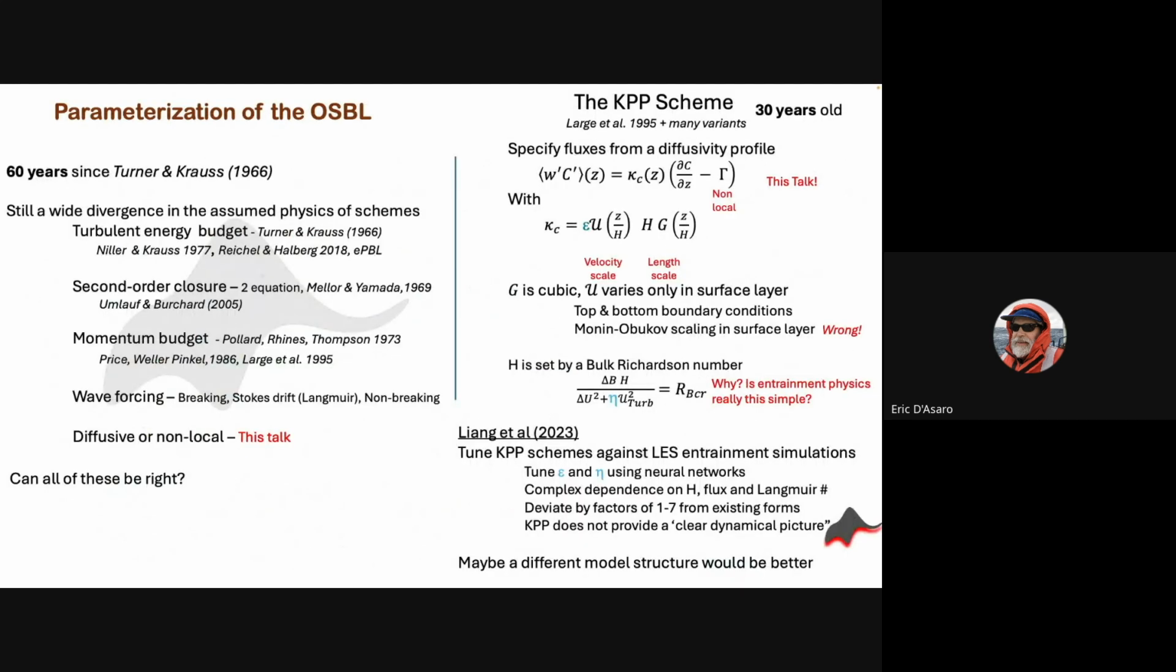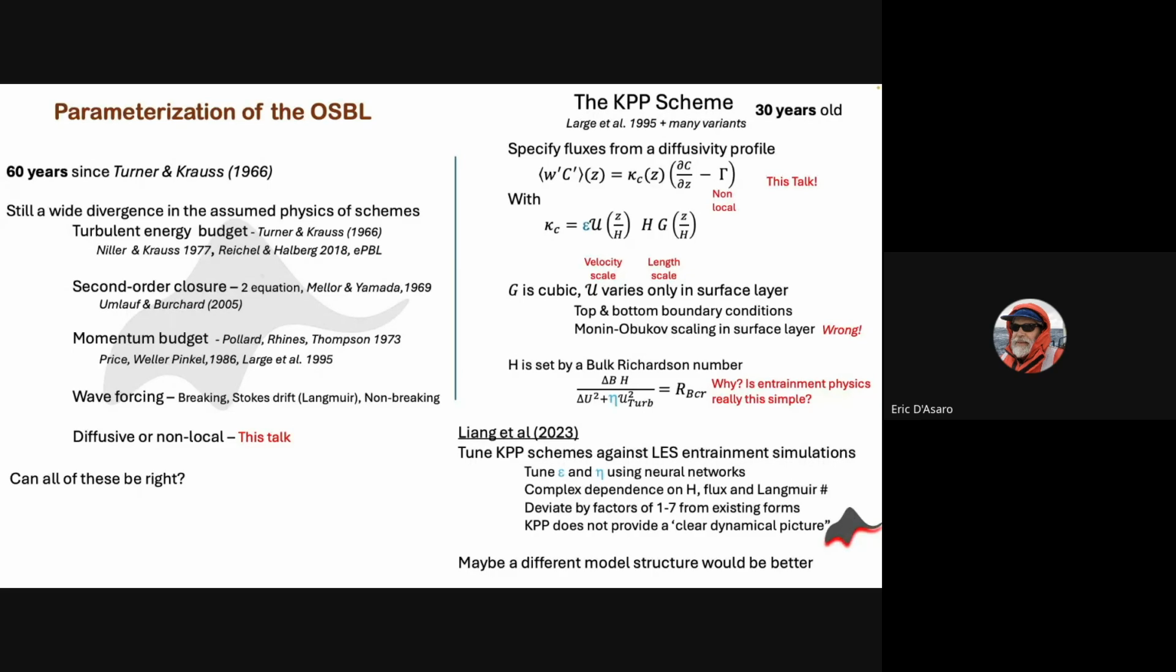Okay, so what actually do models of the ocean surface boundary layer look like? Well, this has been going on for 60 years. The first paper was in 1966 with some guys from Cambridge. There's still an amazingly wide divergence of the assumed physics.